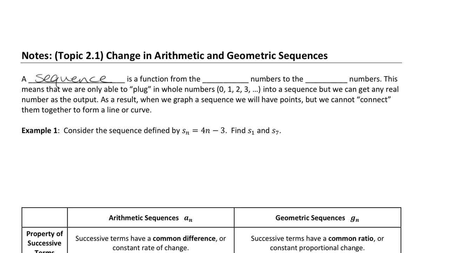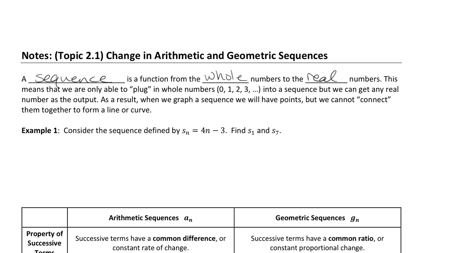is a function from the whole numbers to the real numbers, meaning that we are only able to plug in whole numbers, 0, 1, 2, 3, 4, on and on. Not negative numbers, not fractions, not decimals, just these whole numbers. But we can get out negative numbers, decimals, fractions, things like that. We can get out any real number.